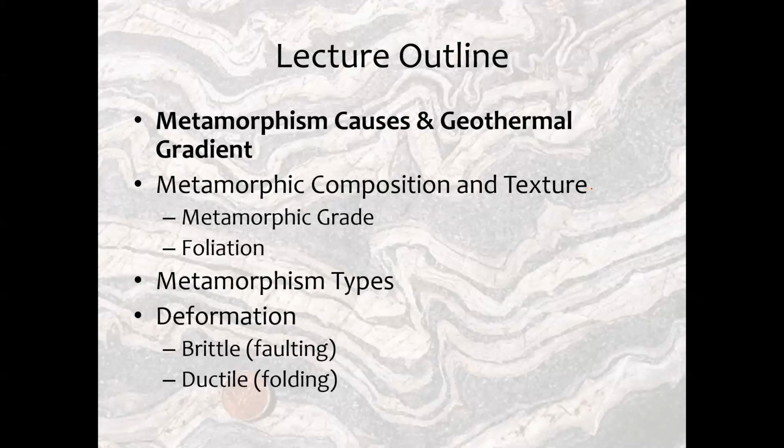Later, we'll get on and talk about metamorphic composition and texture. Once again, those words will come up, those variables that we use to describe rocks. And in this case, we will have different composition and texture words to use for metamorphic rocks related to things like metamorphic grade and foliation. Then we will get into different types of metamorphism, which can happen at different spots on Earth's surface related to plate tectonics. And that will lead us nicely into our discussion of plate tectonics that is coming up. And then we will also talk about the processes of deformation in general and how faulting and folding are just sort of two sides of the same types of deformation events.